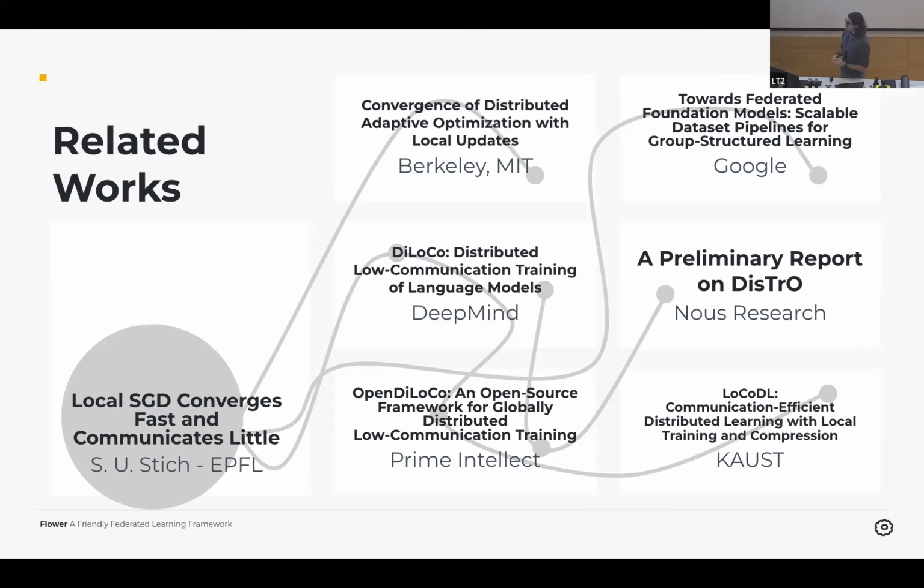The two that I like to mention a little bit more are the latest one, the top left one, Convergence and Distributed Adaptive Optimization with Local Updates. This is the mathematical formulation of what we could call local Adam. And in the bottom right, we see this LoCoDL from KAUST. And I think they have very good drafts, and I think they are under review at this moment, and we will see what comes out.